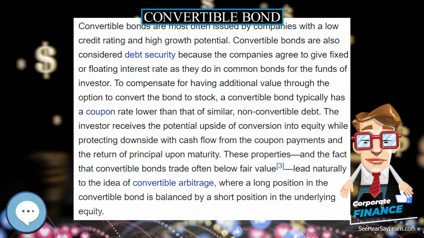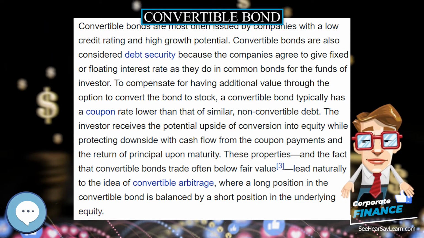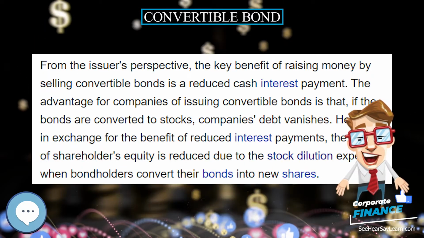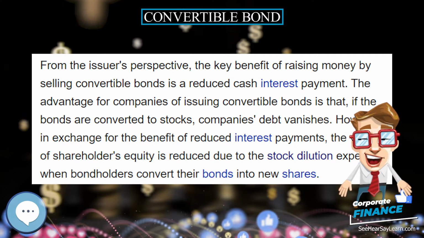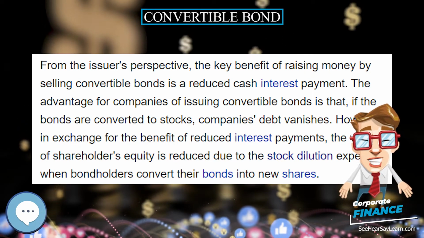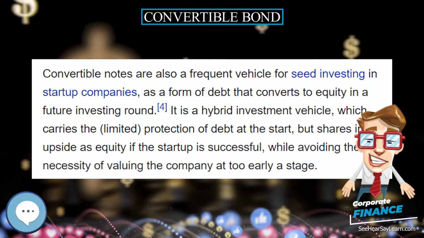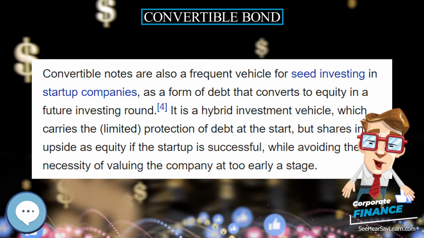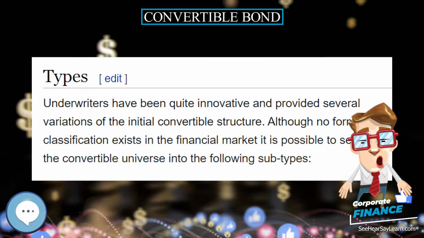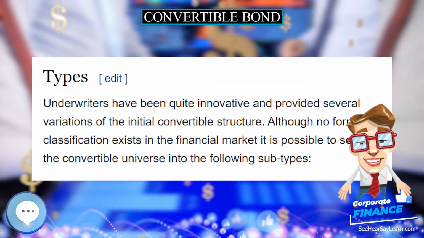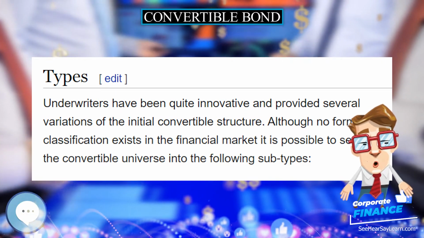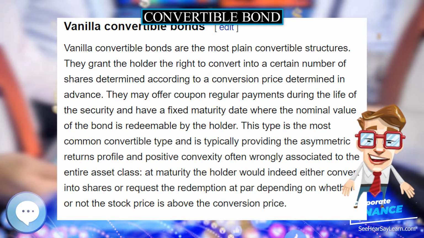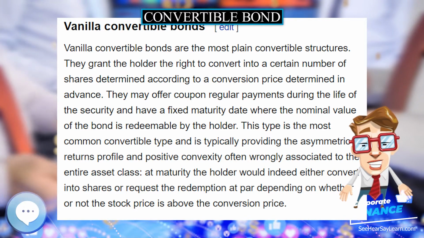It originated in the mid-19th century, and was used by early speculators such as Jacob Little and Daniel Drew to counter market cornering. Convertible bonds are most often issued by companies with a low credit rating and high growth potential. Convertible bonds are also considered debt security because the companies agree to give fixed or floating interest rate as they do in common bonds for the funds of investor.